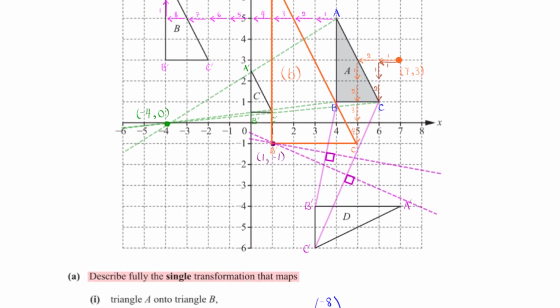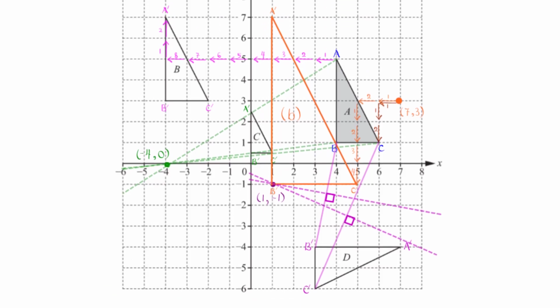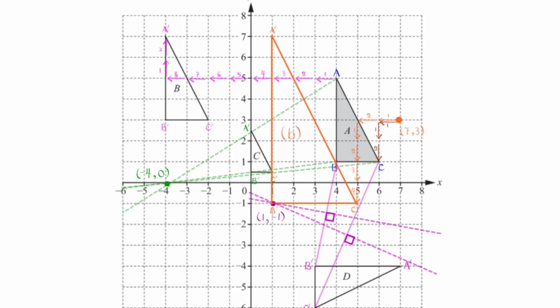Describe fully the single transformation that maps triangle A onto triangle B. When we look at both triangles A and B, we can tell straight away that this is a translation because both triangles have exactly the same size and orientation. The only difference is that they are located on different parts of the grid.